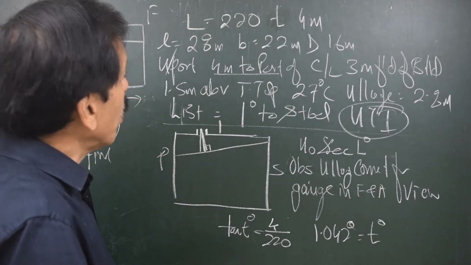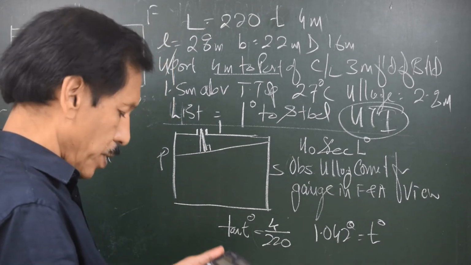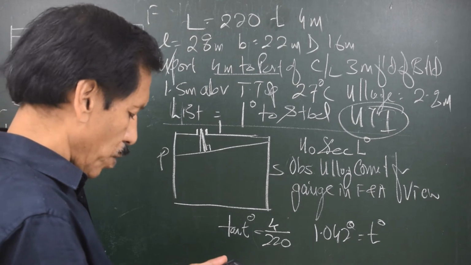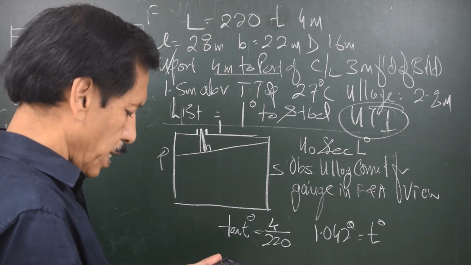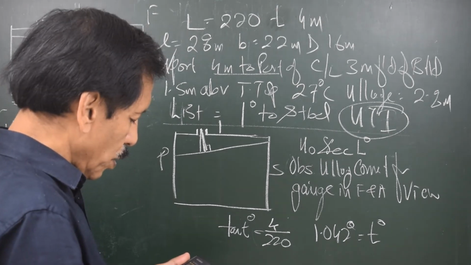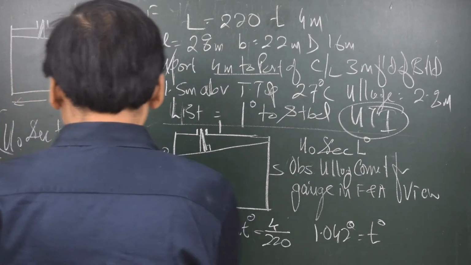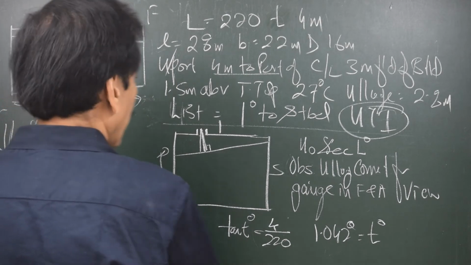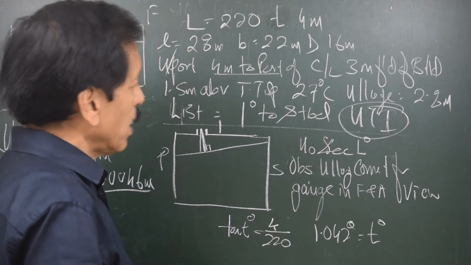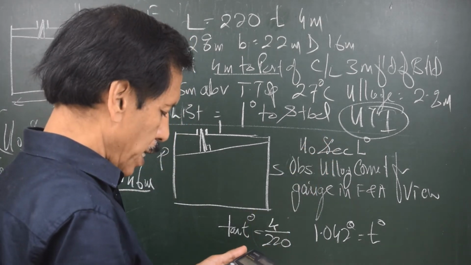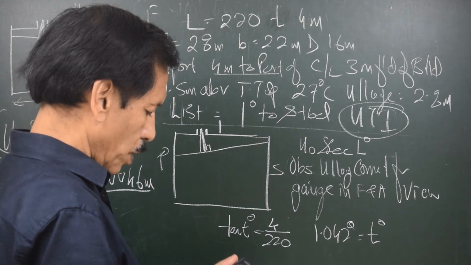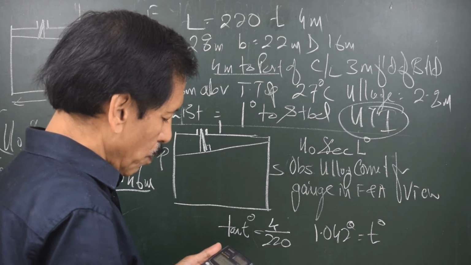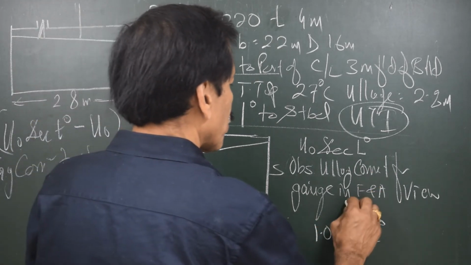So that is u0, what is the observed allege? 2.8. 2.8 divided by cosine of 1.042 degrees, 0.00046, that is 0.00046 meters. And look at this, u0 sec list is 1 degree, so 2.8 divided by cos of 1 degree gives me 2.80043.